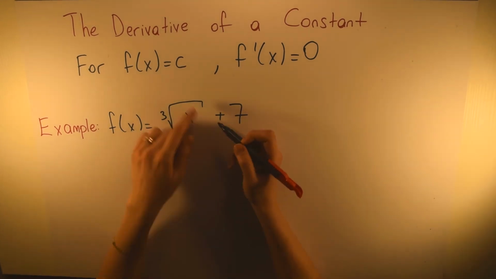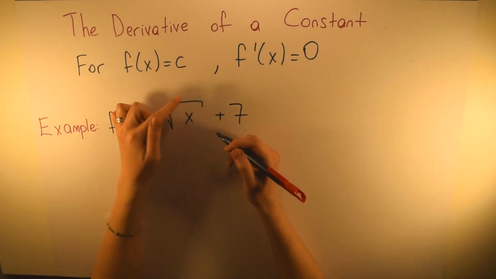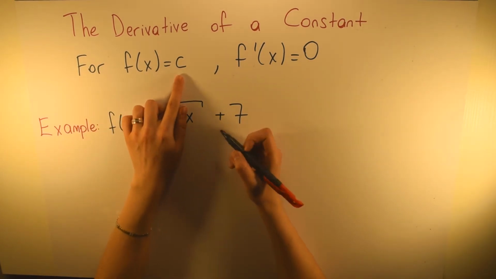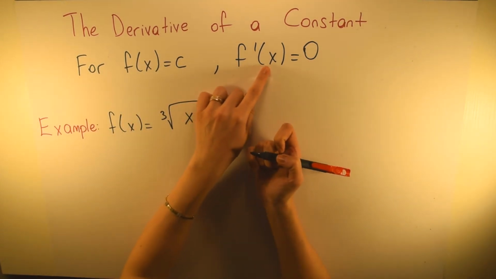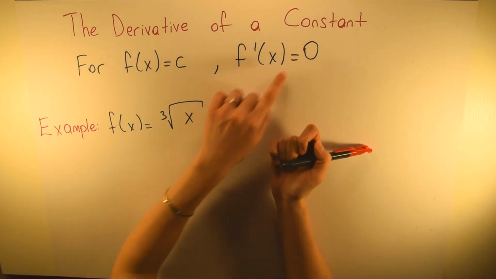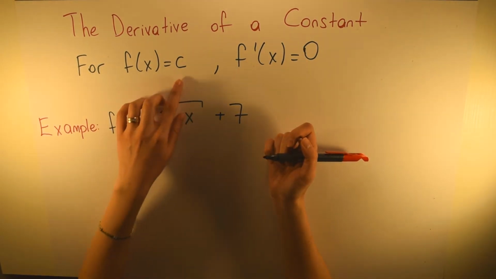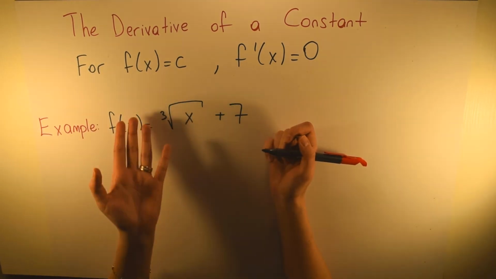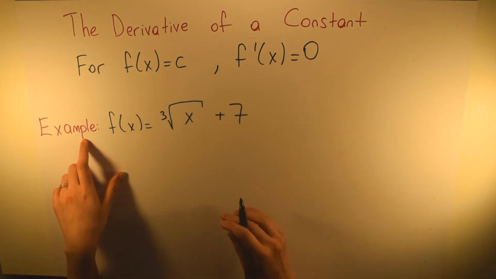The derivative of a constant. So let's see, our constant here. For f of x is equal to c, the derivative of f of x is equal to 0. So wherever you see a constant, you know that its derivative is equal to 0. So let's look at this example.